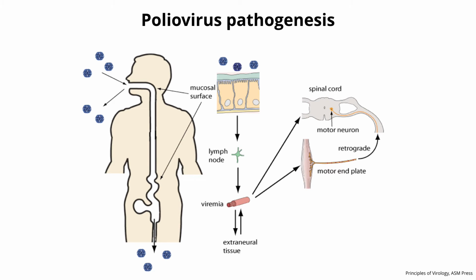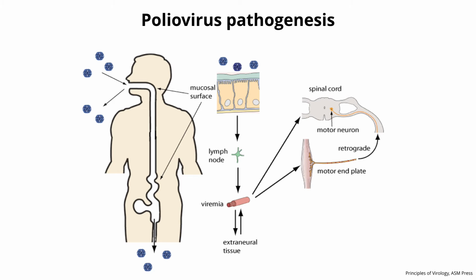So you ingest virus, it goes down into your intestinal tract, it replicates in the mucosal cells, it passes beneath the basement membrane. So this virus does establish a viremia, goes through the lymph system into the blood, and you get a viremia. And from there, it can go to various tissues. But again, only in 1% of people does it get into the CNS.